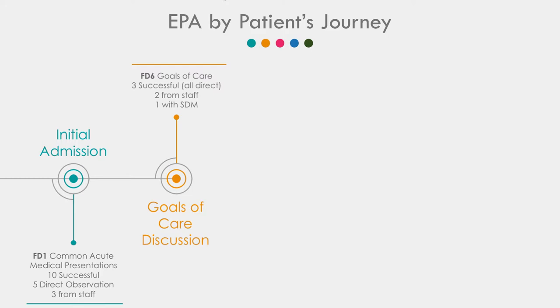You only need 3 successful. These are all direct observations, okay? Not reviewing with the staff that I had this conversation. 2 need to be by an attending physician and 1 from a subspecialty fellow or senior resident. 1 also needs to be with a substitute decision maker. So if the patient is confused, which may happen in general medicine occasionally, then you're going to be talking to, say, a family member. And in that case, that's what they're looking for, is that you can also have this conversation with the substitute decision maker. So that's the goals of care discussion.